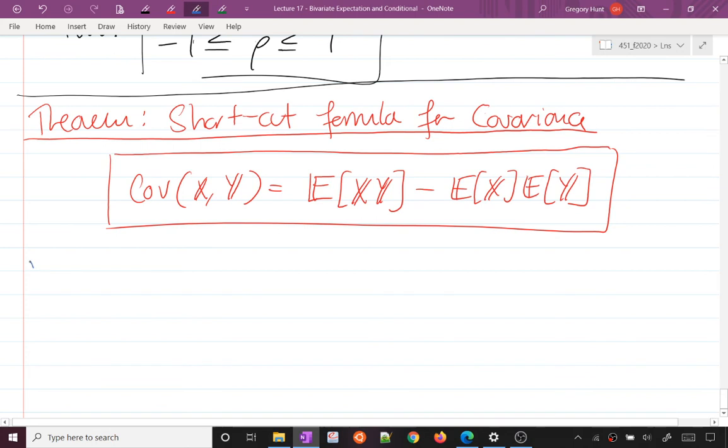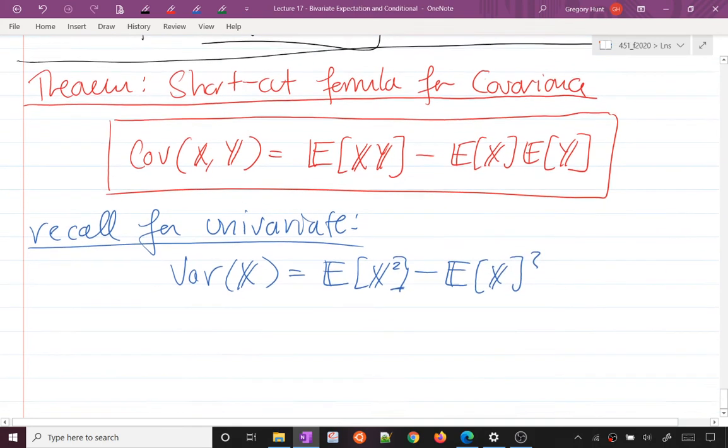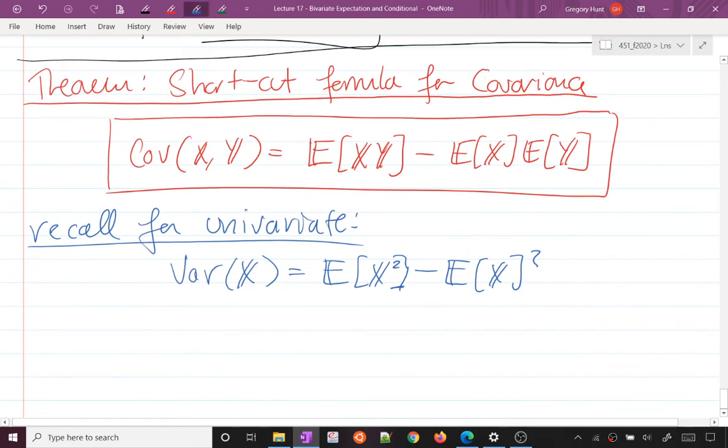So recall, for univariate, that if I looked at the variance of x, I could write this as the expected value of x squared minus the square of the expected value. And this is basically the analogous formula. Covariance is a generalization. We generalize our formula. The covariance between two random variables can be written as the expected value of the product minus the product of the expected values.